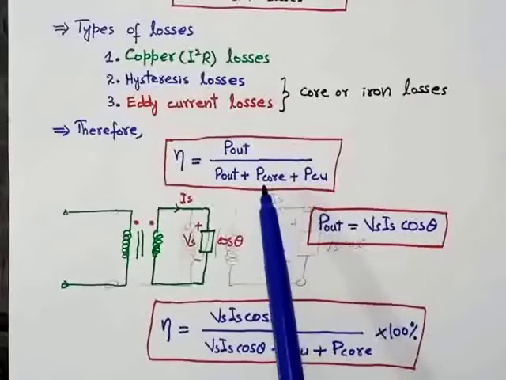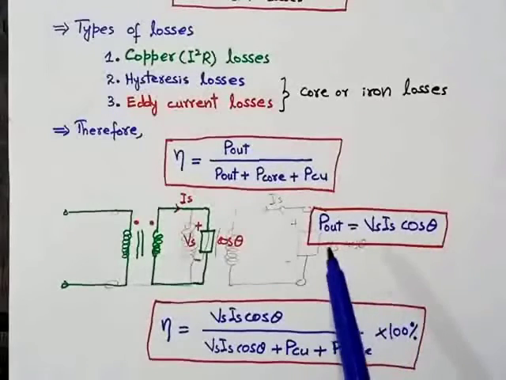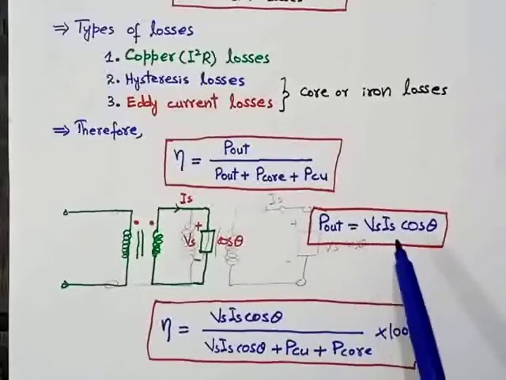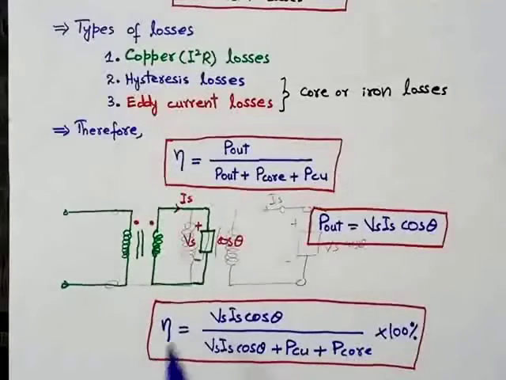So if we put the value of output power equal to Vs into Is cos theta in this equation, then the formula of efficiency will be like this. Eta will be equal to Vs into Is cos theta divided by Vs Is cos theta plus copper losses plus core losses, into 100. We just put the output power equal to Vs Is cos theta in this equation. So by using this formula, we can calculate the efficiency of the transformer.